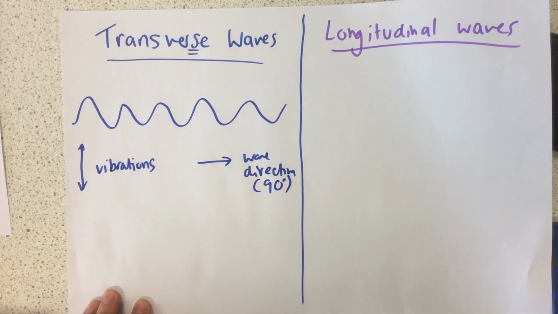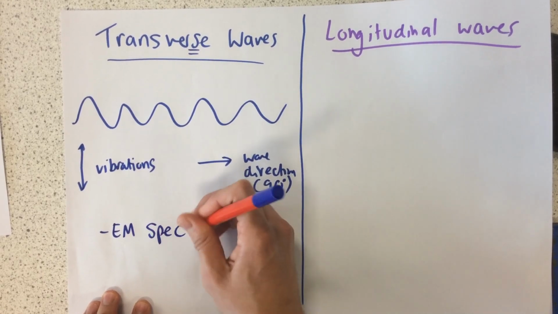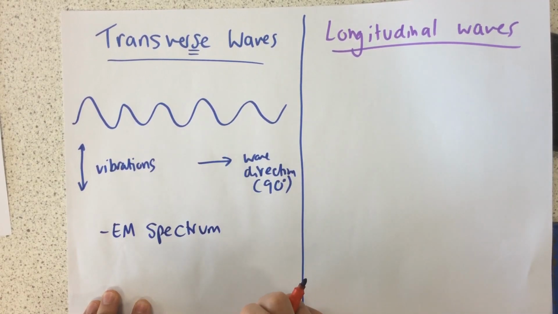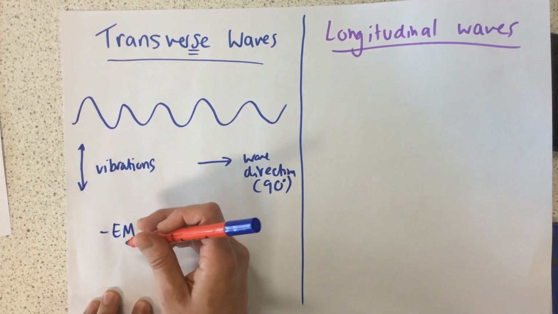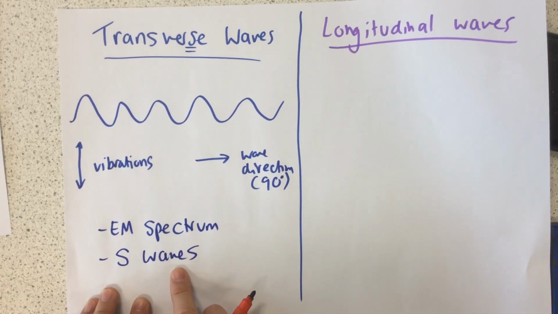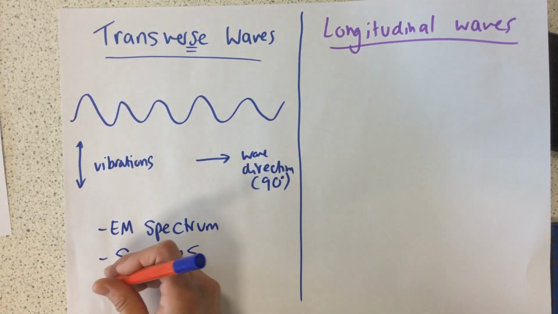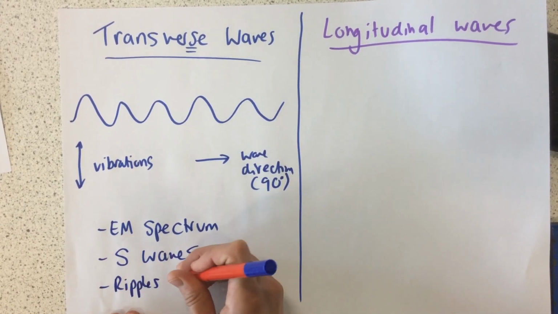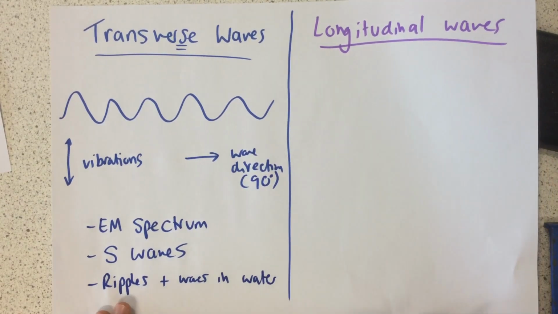We need to know a few examples of transverse waves as well. Basically every single part of the electromagnetic spectrum, so radio waves, microwaves, infrared, visible light, ultraviolet, X-rays, gamma rays, all of those are transverse waves. Also, S waves. These are a type of seismic wave given off by earthquakes. Remember again, transverse S waves. That's a nice way of remembering it as well. And the final example we really need to know at this level is that ripples and waves in water are also examples of transverse waves.